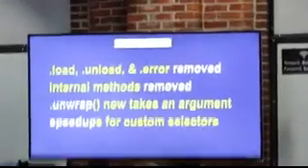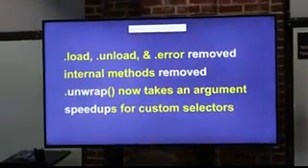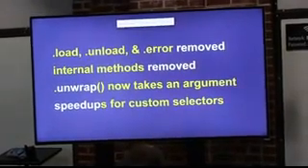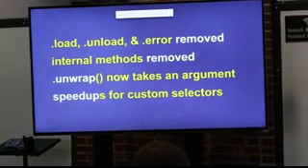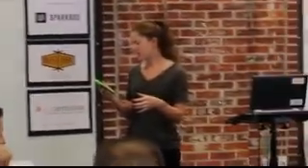A couple little things. There were some internal methods that they had used within their company that weren't private. So they made them private so we can no longer use them. Unwrap takes an argument so you can tell it exactly what to unwrap. And then custom selectors have been sped up. So like if you're using the visible selector multiple times in one document, they figured out some algorithm to speed it up significantly.